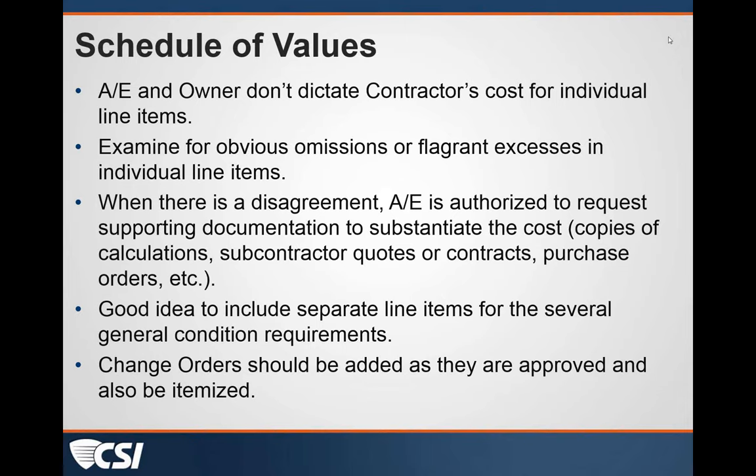I think it's a good idea to separate the general condition requirements, list those line items, such as bond, insurance, mobilization, permits, final cleaning, temporary facilities. Break those things out as separate line items. Again, it just helps facilitate your review and your estimate when you're evaluating pay apps. And then change orders, if they are included into the scope of work, I like for them to be added at the end of the schedule of values as separate line items. And if the scope of work for that change order is large enough or complicated enough and involves several trades, then that change order also needs to get broken up into its own separate line items.